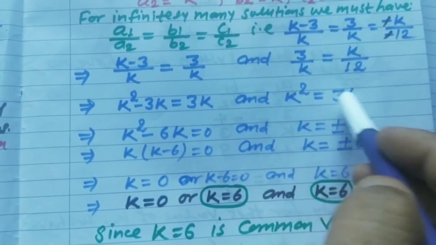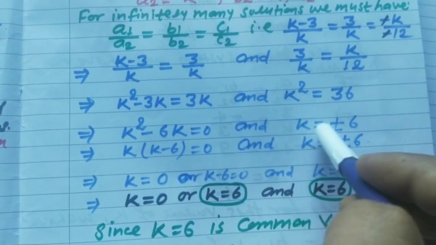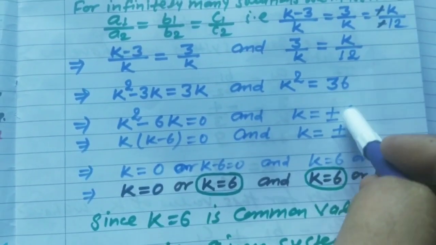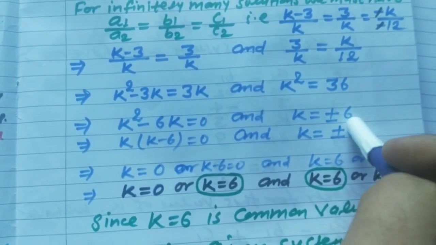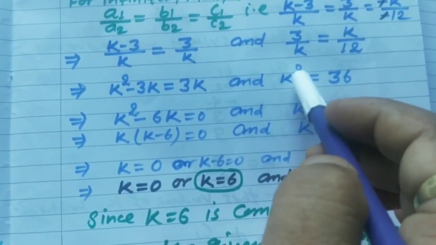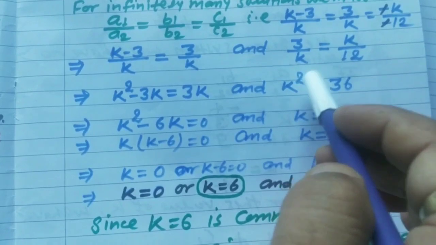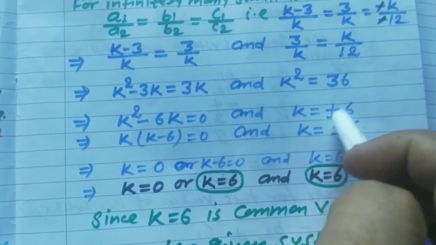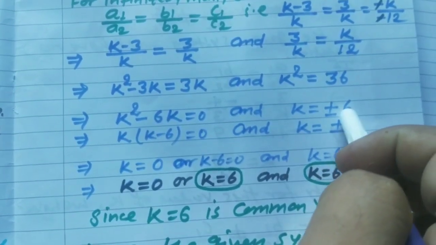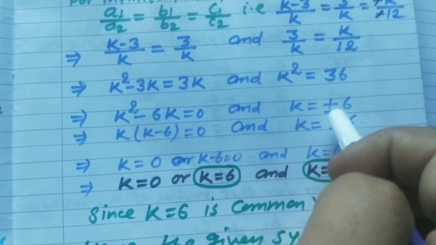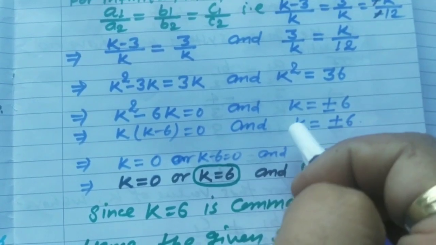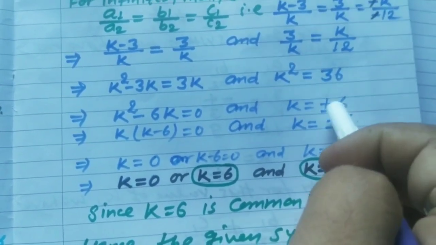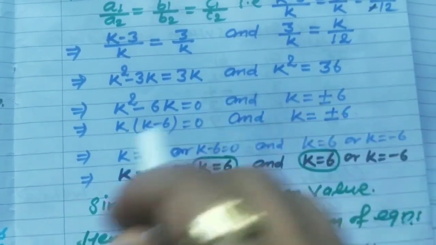And k square is equal to 36. If k square is equal to 36, then k will be equal to plus minus under root 36, that is plus minus 6. The square root of 36 is 6, and if we remove the square sign, it will be plus minus both, because the square of plus 6 is also 36 and the square of minus 6 is also 36. So the value of k will be plus and minus both 6, plus 6 and minus 6 both.